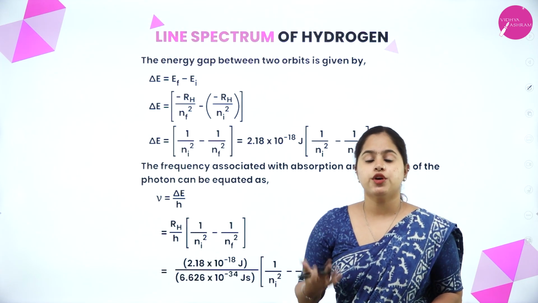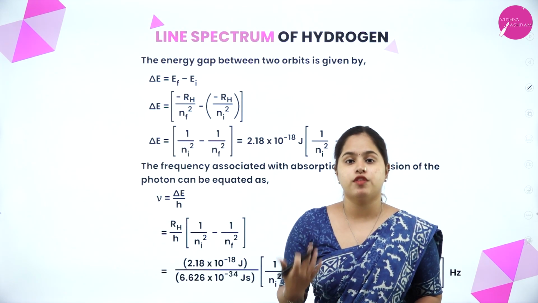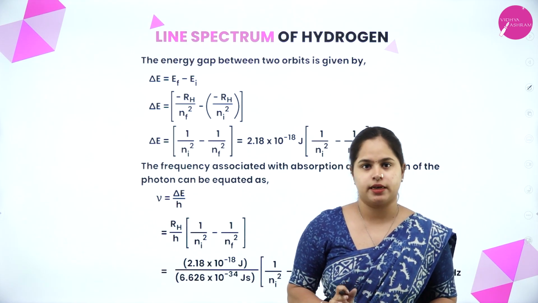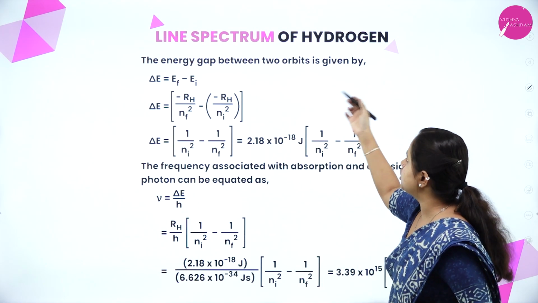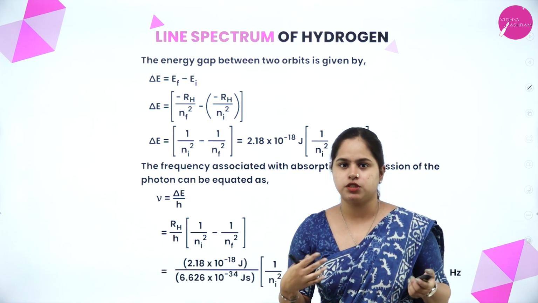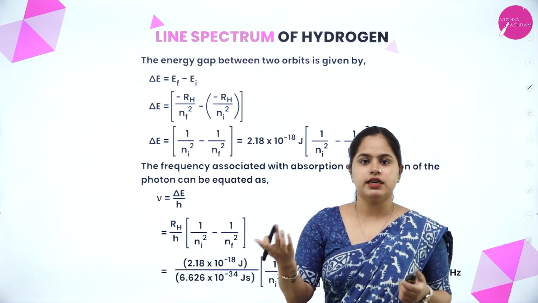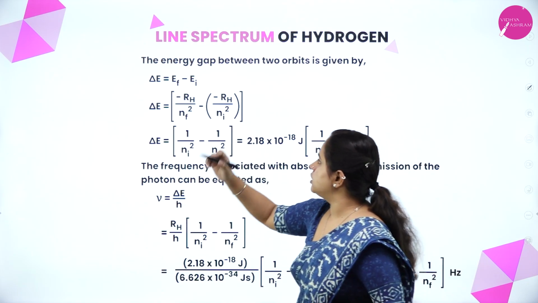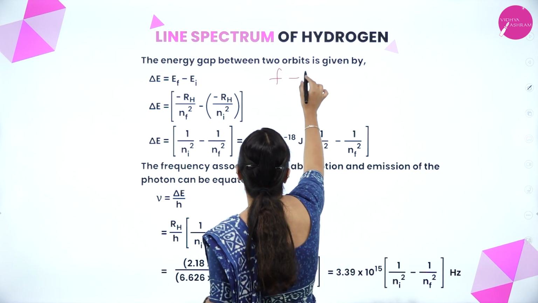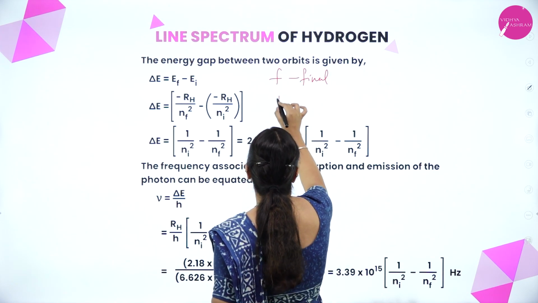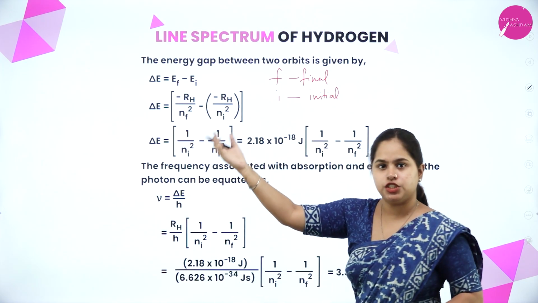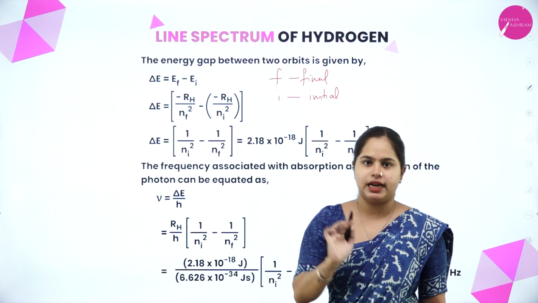Clear? Now we are going to find out how the line spectrum of hydrogen can be explained by Bohr's model of atom or Bohr's theory. Let's say the energy gap between two orbitals is given by, from one orbital to another orbital, the electron will keep jumping, right? So we know that there will be a difference in energy. That energy difference is given by E final minus E initial, where F corresponds to final and I is initial. So the final energy minus initial energy will give you delta E.